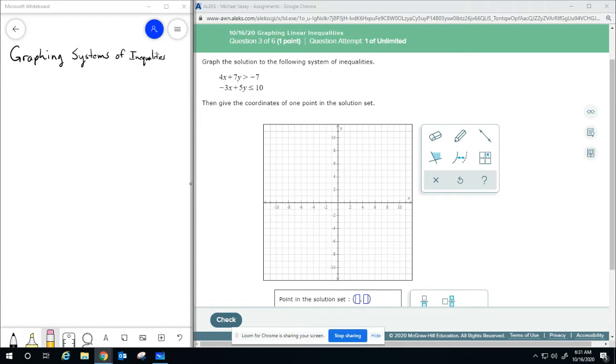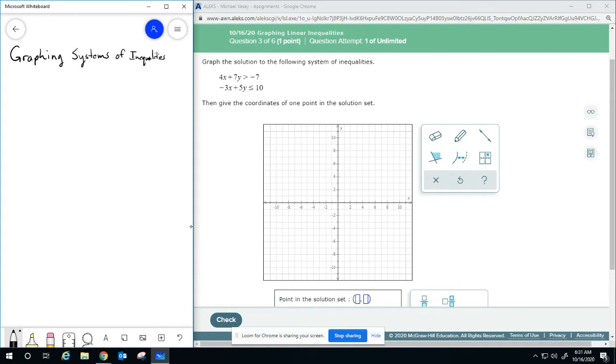Here is an example of graphing a system of linear inequalities when the system is written in standard form. Graph the solution to the following system of inequalities. As you can see, this is standard form, and so before we graph anything, we're going to need to isolate the y variable. Let's go ahead and do that.